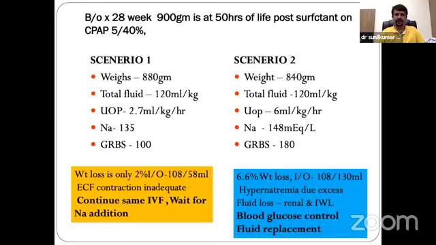So we need to control the fluid, and here we need to increase the fluids. So fluid replacement is required depending on the weight loss. Okay.